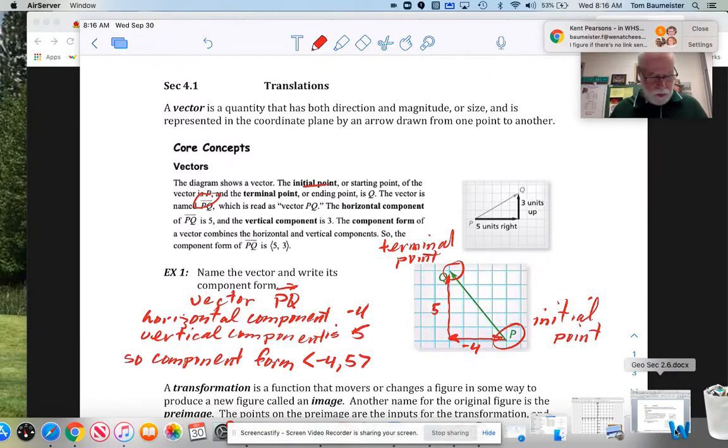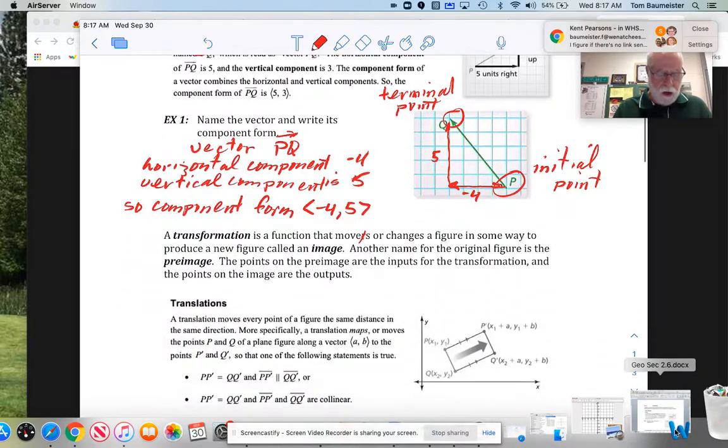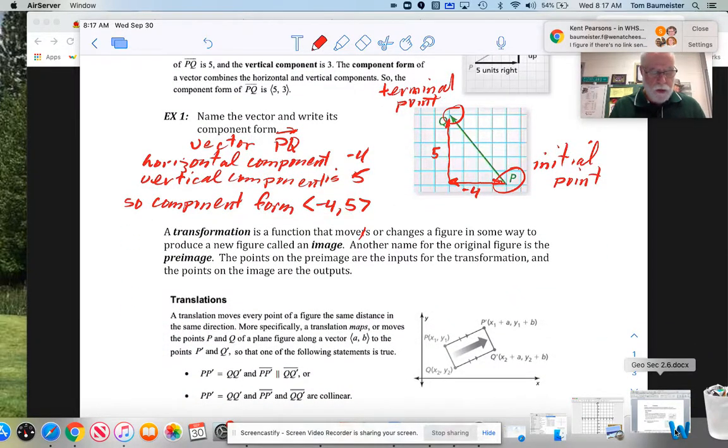All right, a transformation is a function that moves or changes a figure in some way to produce a new figure called an image. Another name for the original figure is a preimage. The points on the preimage are inputs of the transformation, and the points on the image are the outputs. So a translation moves every point of a figure the same distance in the same direction. More specifically, a translation maps or moves the points P and Q on a plane figure along a vector AB to the points P prime, Q prime.